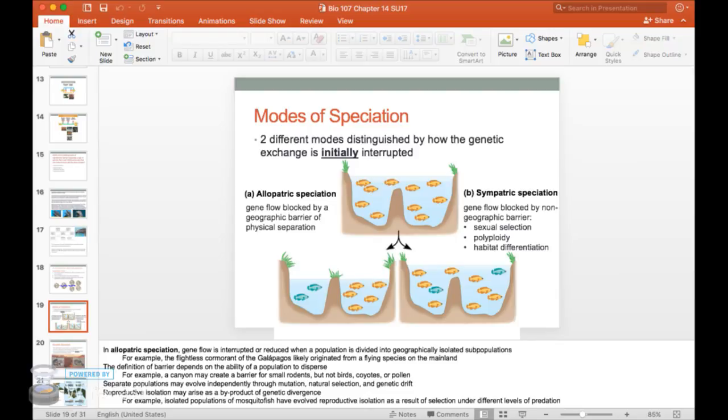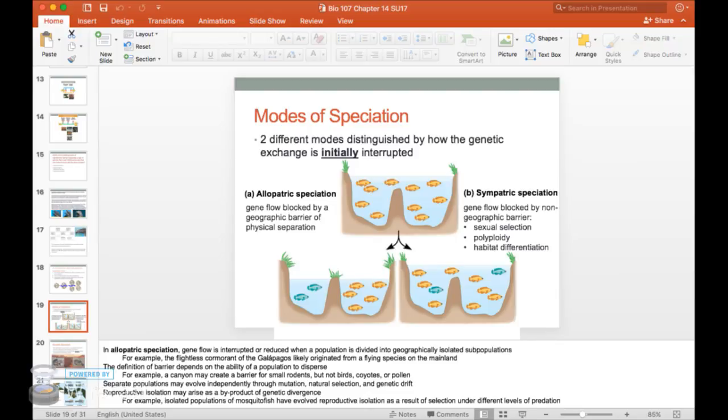Allopatric speciation, genes can't flow across this canyon between these two chipmunks because the chipmunks physically cannot get across the canyon. Okay, so gene flow is interrupted, which lets this population become different from this population, and over long enough time when they diverge, they're going to turn into different species.